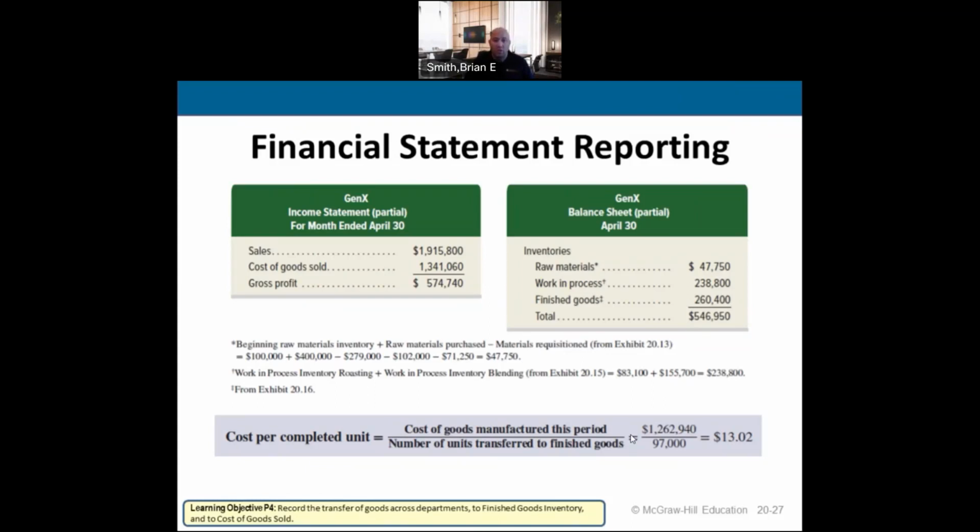$46,950. To calculate the cost per equivalent completed unit, we're going to take the cost of goods manufactured divided by the number of units transferred to finished goods. That's so that we can know how much.